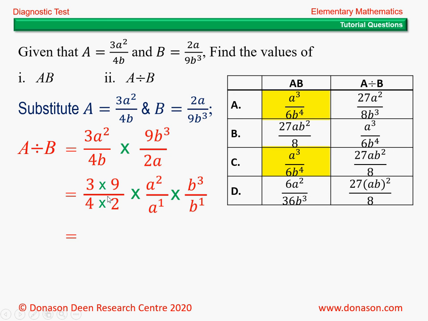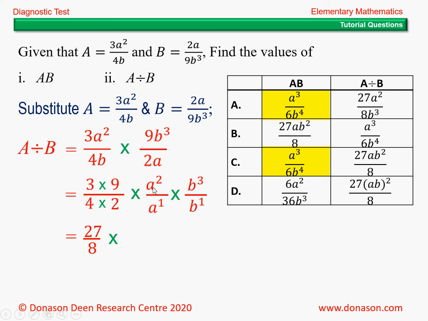Now is there anything that I can cancel with the numbers? Okay, 3 cannot be cancelled with a 4 or 2, so there's no way to simplify. What about 9? 9 also cannot be simplified. So therefore you have no choice, so we've got to just multiply the numerator together. 3 times 9 is going to become 27. 4 times 2 is going to become 8. So in the numerator we're going to write 27, and in the denominator 4 times 2, that's 8.